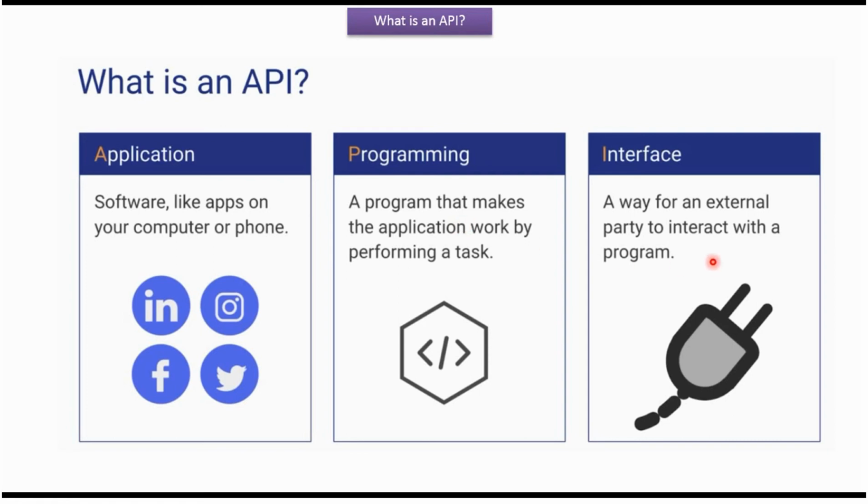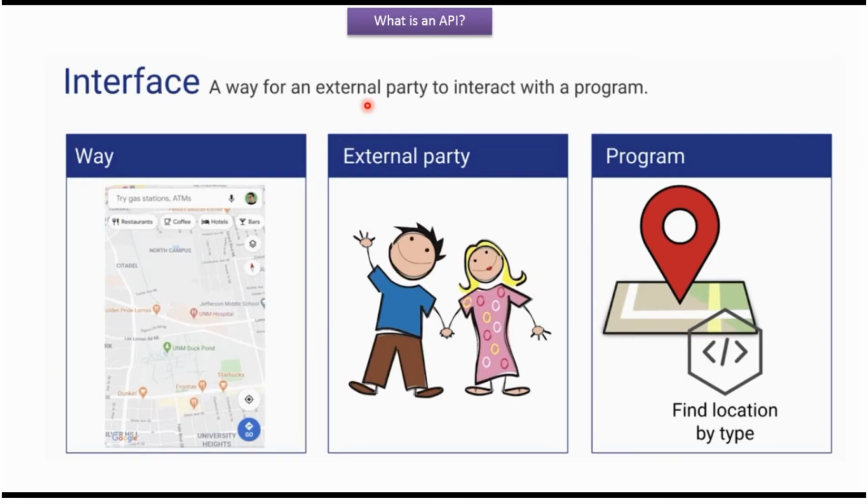And interface is a way for an external party to interact with the program. Here you can see the Google Map application, and we can interact with it by touching the screen, providing input in the text box, zooming in, zooming out, etc. The external party is you or your kid or your wife who is using the Google Map application. And finally, the program is within the Google Map application.